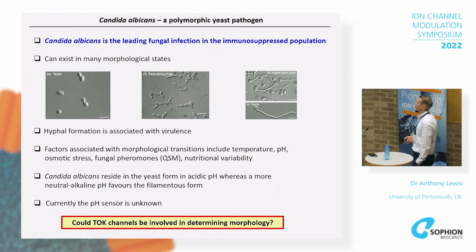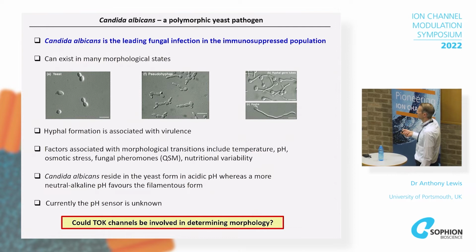So I just wanted to now go on and think about roles of TOK channels in fungus. So again, focusing on the Candida variant. Candida albicans specifically is the leading fungal infection in the immunosuppressed population, particularly those who are undergoing treatment for HIV. Candida exists in multiple morphological states, either as a ball, a yeast form, or in more extreme circumstances, they can filament and generate these hyphal finger-like projections which help to increase its virulence properties.